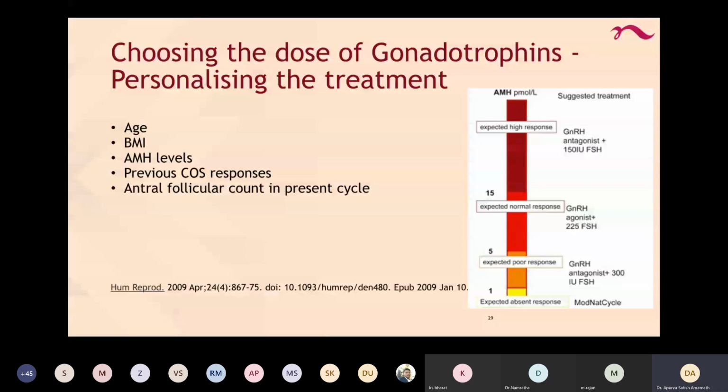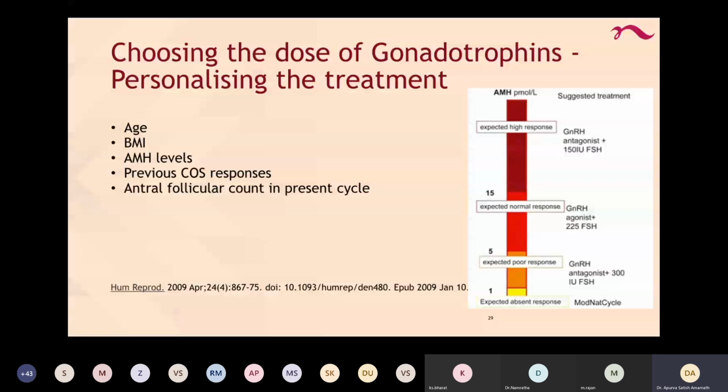So these values are for women who have normal BMIs. Women who have higher BMIs, obviously the starting dose can increase, and also in women whose age is more, the starting dose can be higher. And vice versa for women who are younger and who have low BMIs. So the personalization of the dose of gonadotrophins would depend on all three factors put together, to see which would give an optimal response for the couple.